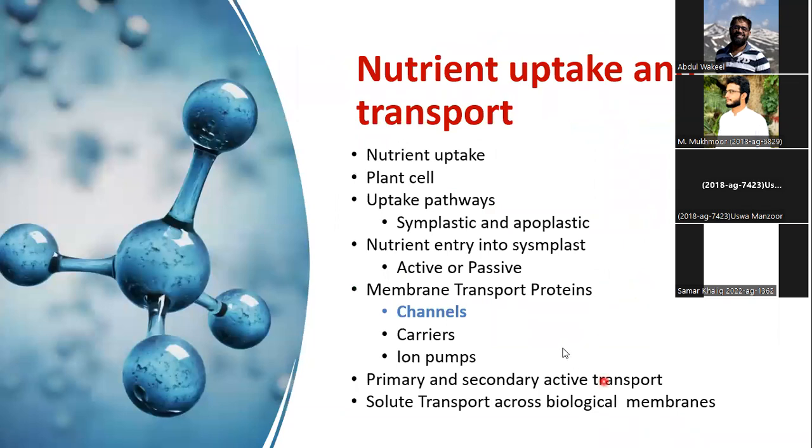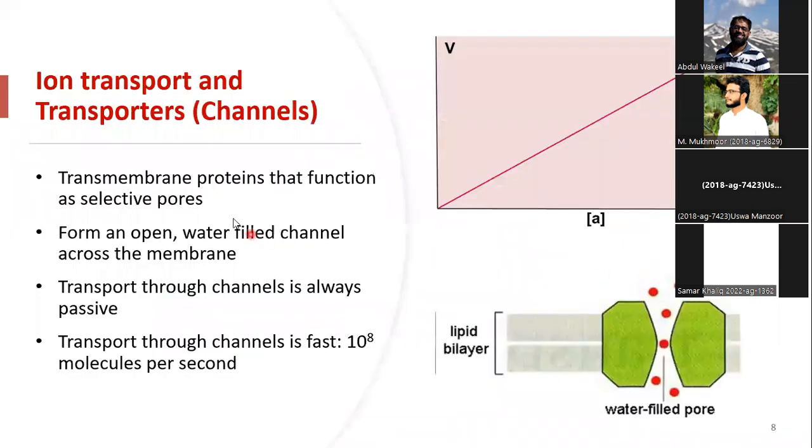So now coming toward the channels, ion transporters channels, these are transmembrane proteins that function as selective pores. They are pores but selective, forming an open water-filled channel across the membrane. Transport through a channel is always passive. And transport through a channel is fast, that is 10 raised to power 8 molecules per second.